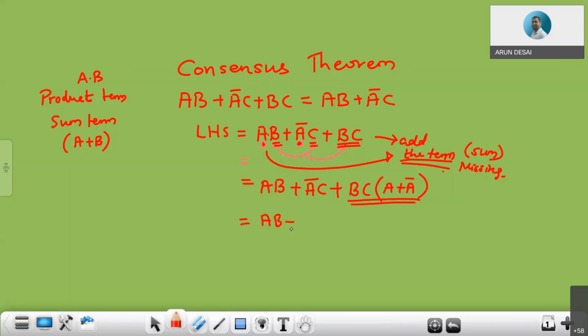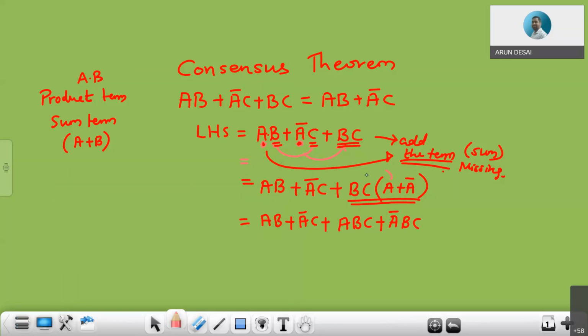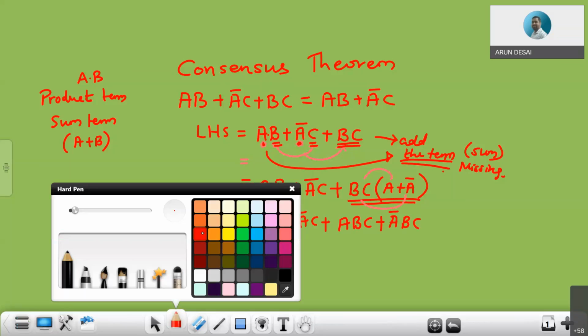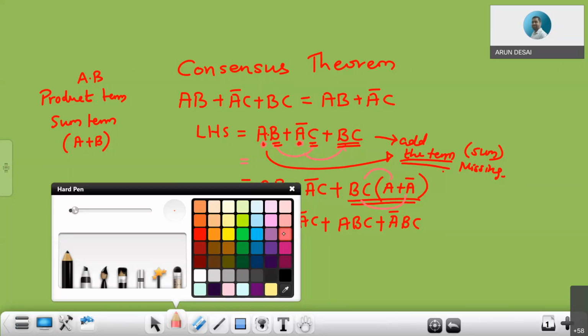AB plus A complement C plus ABC plus A complement BC, right? You multiply A with BC and A complement with BC. So this is how we multiply the things.